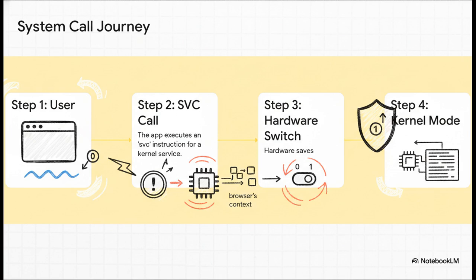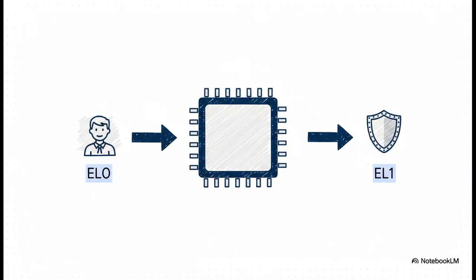The hardware sees this, and instantly, automatically, it saves the browser's current state, flips that current EL register from EL0 to EL1, and hands control over to the operating system kernel. It's this super fast, seamless, hardware-managed transition into a much more powerful mode. And this table just lays it out perfectly.